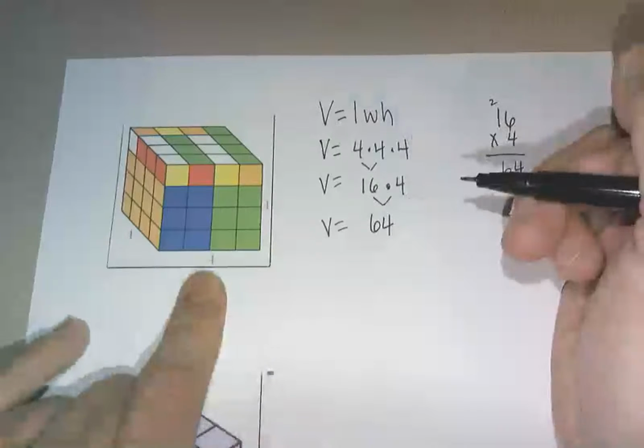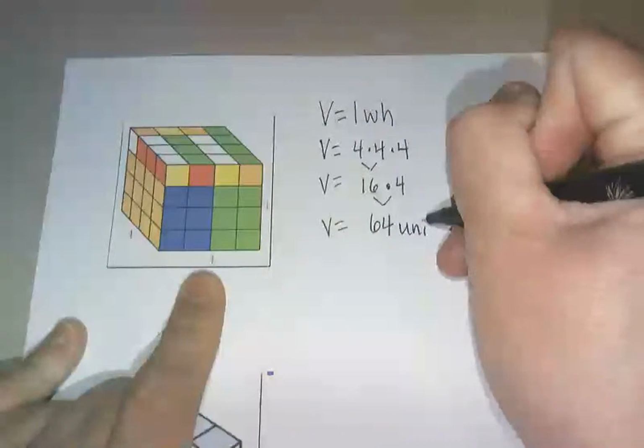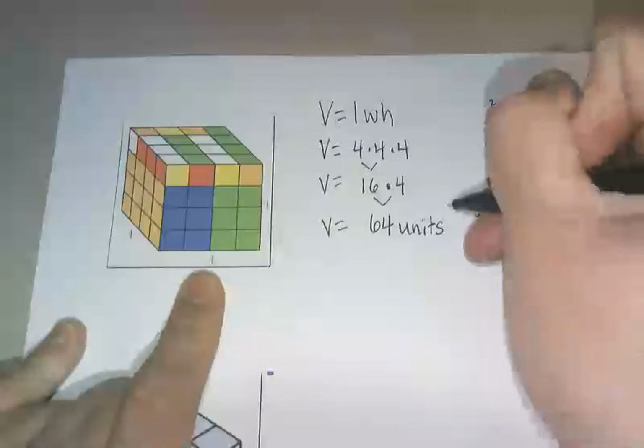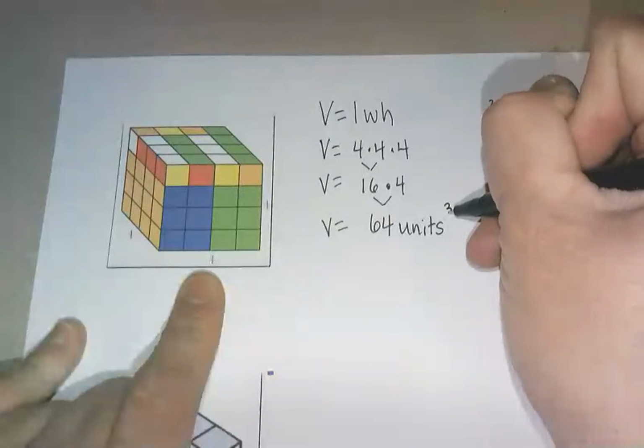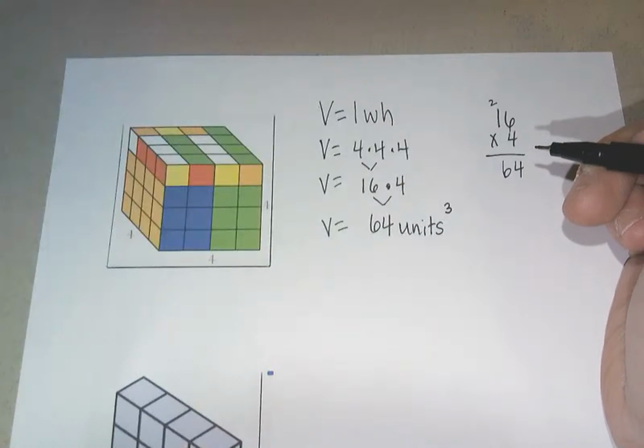And since there's no measurements here, we can call it units. And it is volume, so I need to write a little 3 right here. That stands for cubes.